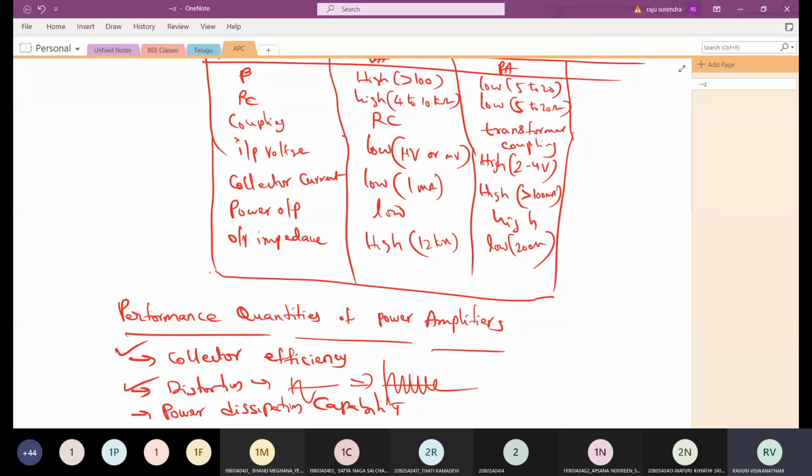And coming to the power dissipation capability, a power amplifier produces heat when the transistors are in operation. So obviously a power dissipation capability is required because heat is going to be produced. I think all of you understood these performance quantities of power amplifiers. If you have any queries, you may ask before moving on to the classification. Do you have any doubts?